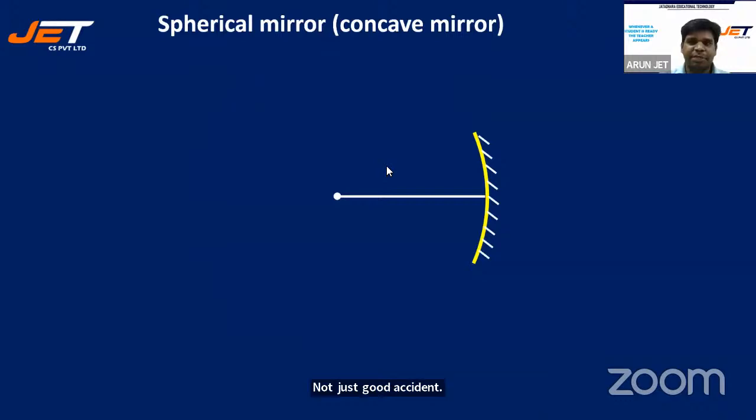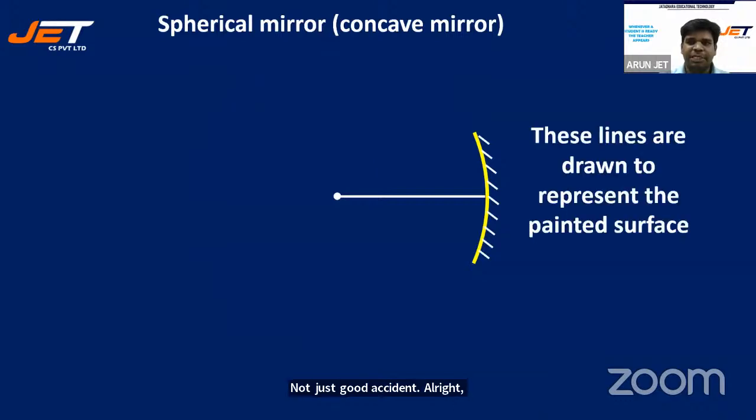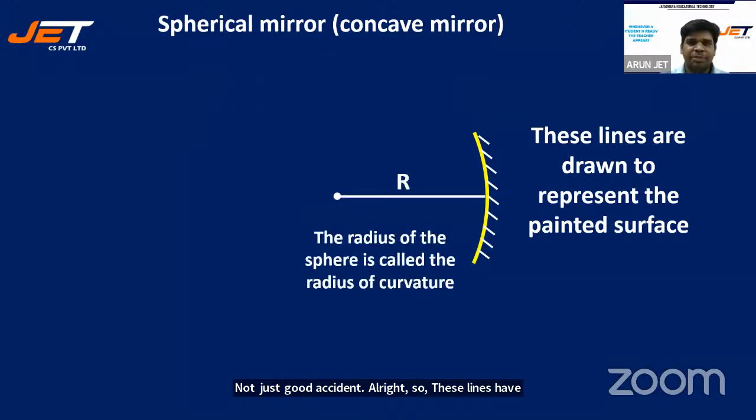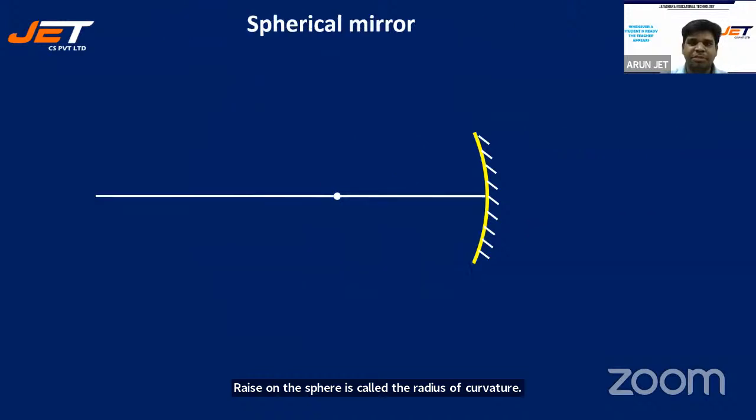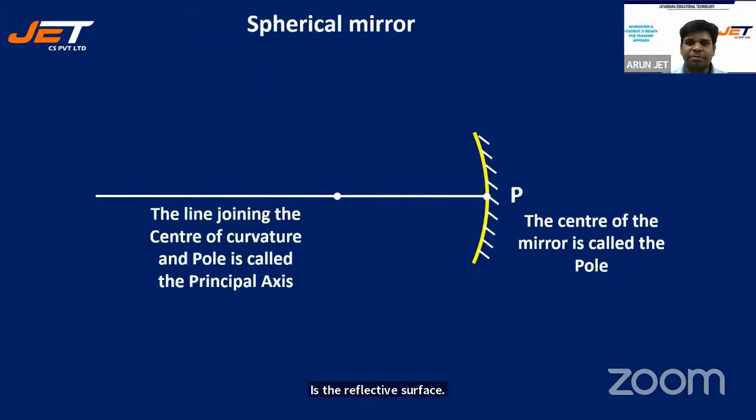So students, this is a concave mirror. These lines we have drawn to show the painted surface. Radius of the sphere is called the radius of curvature. This is a reflective surface. C is center of curvature. P is the pole of the mirror. Line joining the center of curvature C and pole is called principal axis.